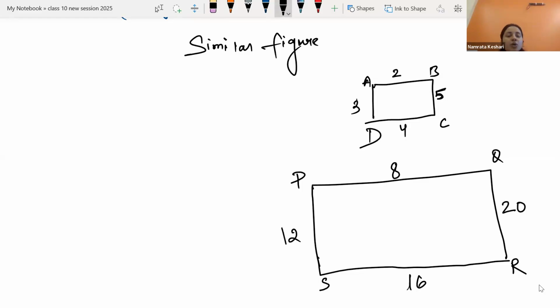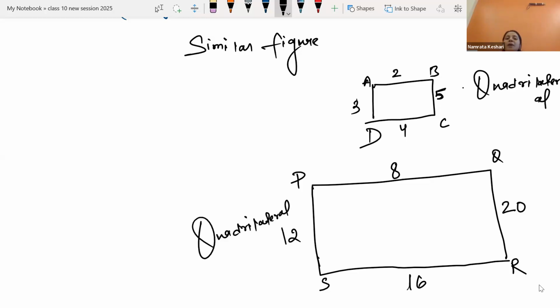Now similarity means what? How are we saying these two are similar? So listen to me carefully. Similar doesn't mean these two are exactly the same in shape and size. Yes, the shapes are the same. This is a quadrilateral and this is also a quadrilateral. So the shape is the same, but the size is not the same. When you are comparing two figures, the shape has to be the same. You cannot compare a circle with a triangle. You cannot compare a quadrilateral with a triangle. So the shape has to be the same.